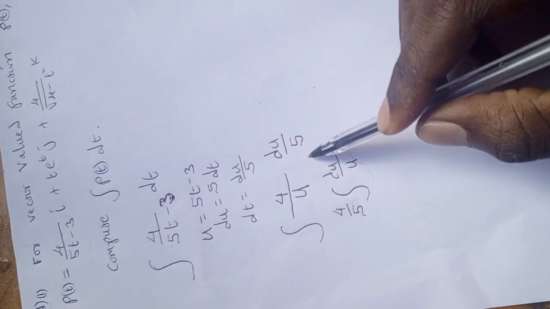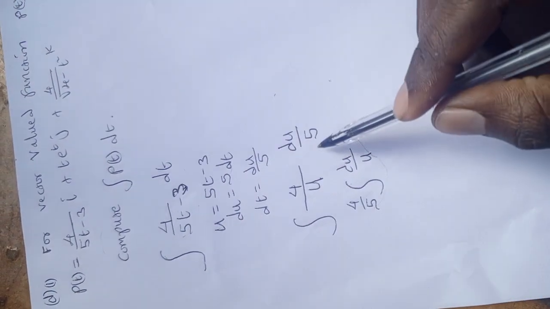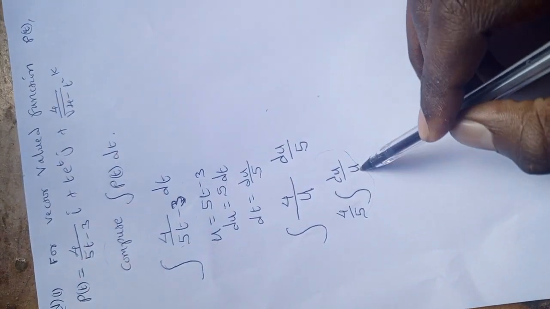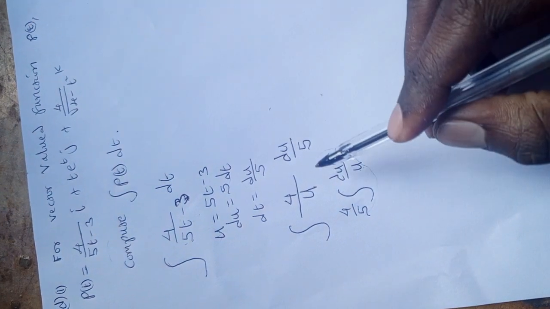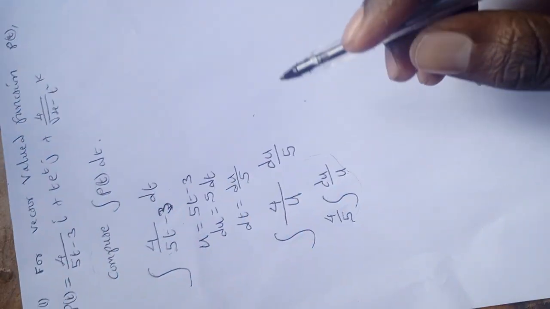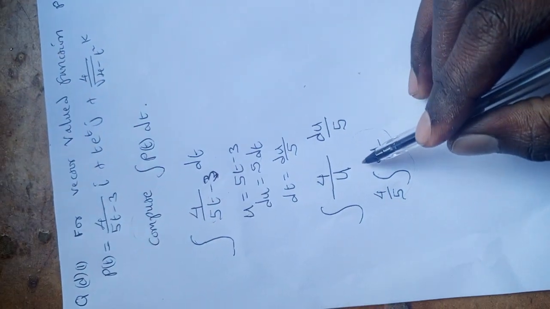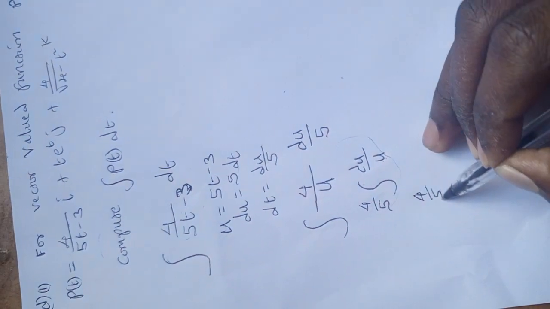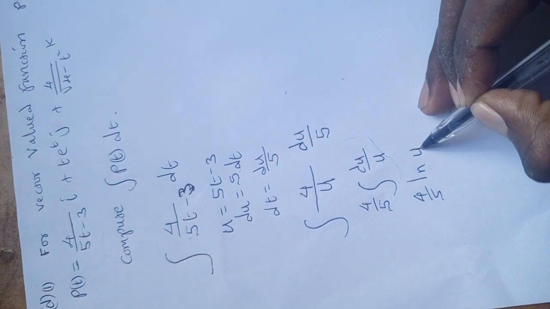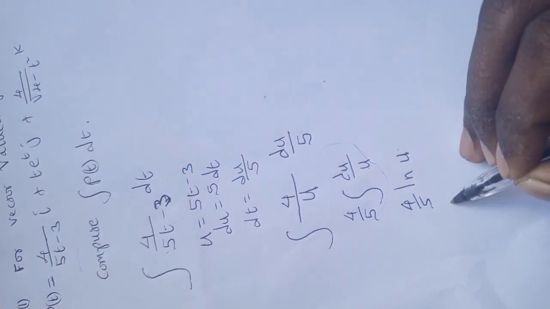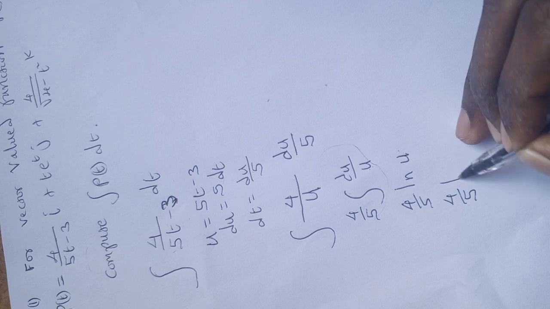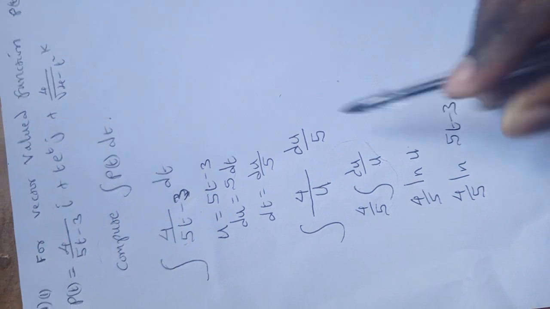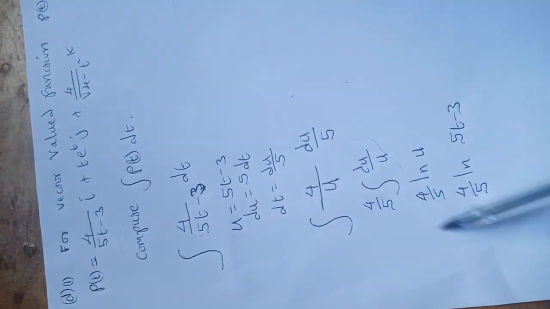Now if you look at this, it is one of the already solved integrals out there. They are given even in books. 1 over u or 1 over x, when you integrate it, you get the natural log of u or natural log of x. So du over u, when we integrate, gives ln of u. So what was u? u was 5t minus 3. So for the first part we are done.